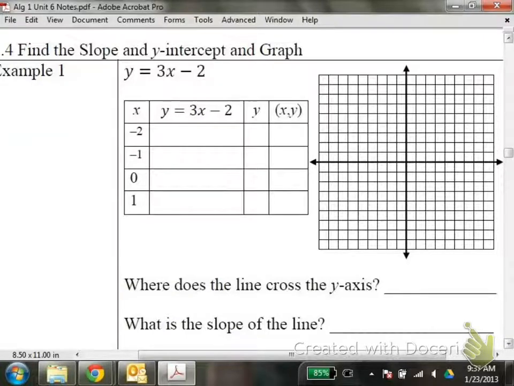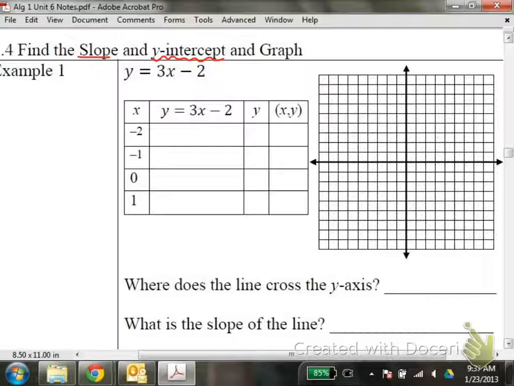Okay, so 6.4, we are going to be finding the slope and y-intercept of a graph. So we're just looking for those two specific things: slope and y-intercept. What I want you all to do right now, we have only examples for today. There's a little bit of writing, but not much, but mostly examples.